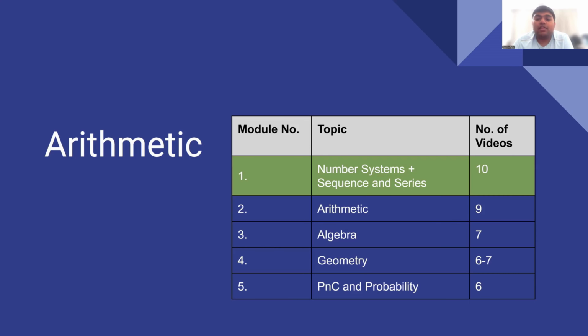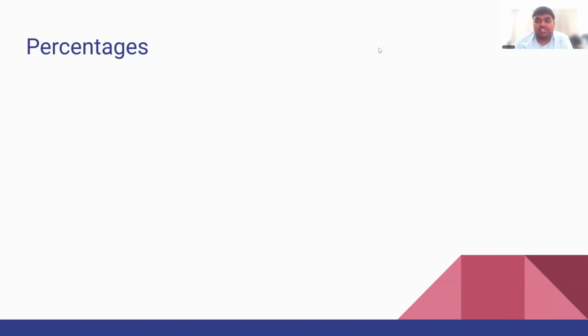Now we will be looking at the module with the highest weightage, which is arithmetic. Arithmetic, as we all know, carries at least 6 to 7 questions of weightage in any quants paper of any CAT exam in every year. So now let us start with the topic of percentages.